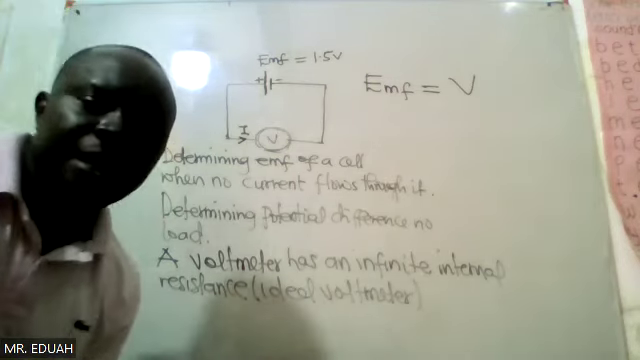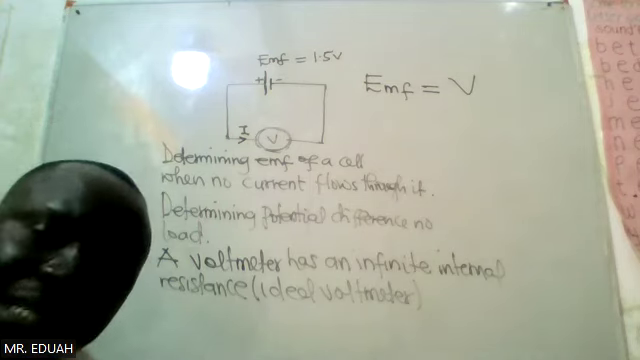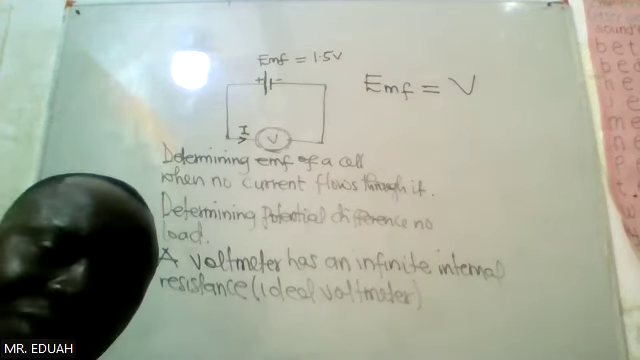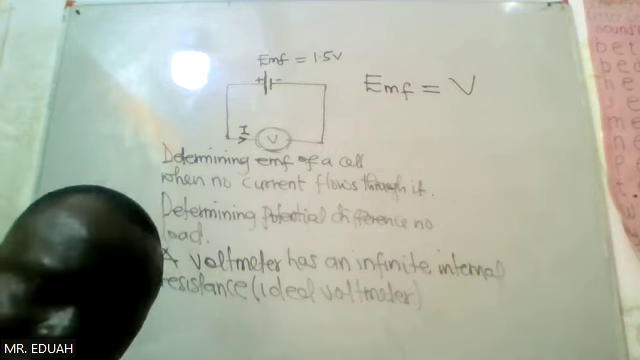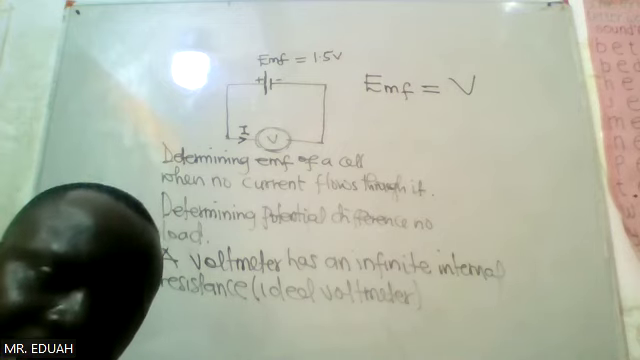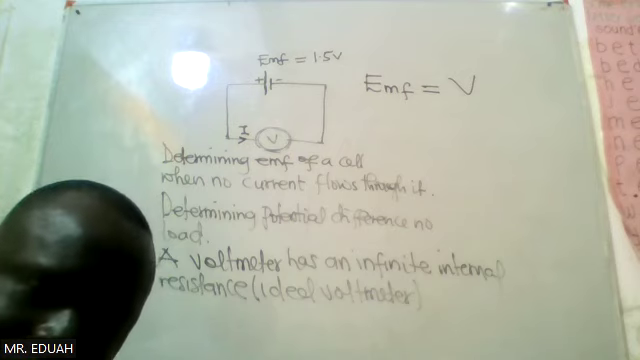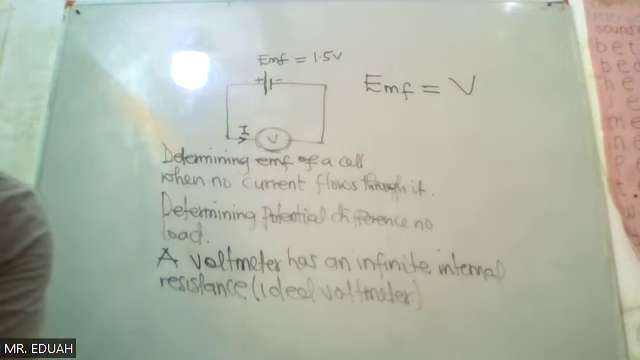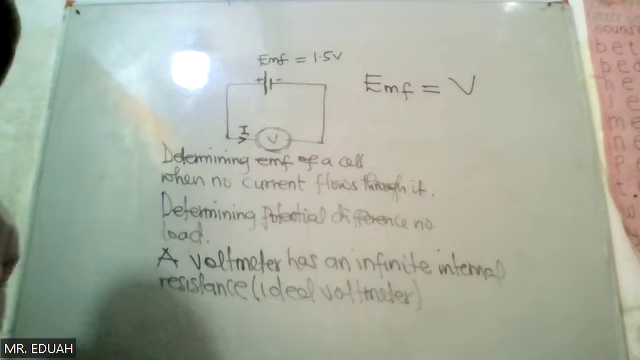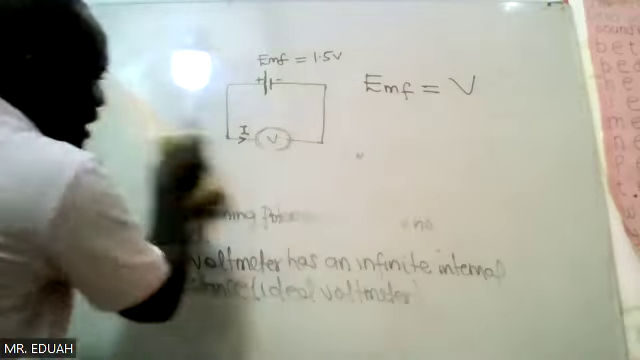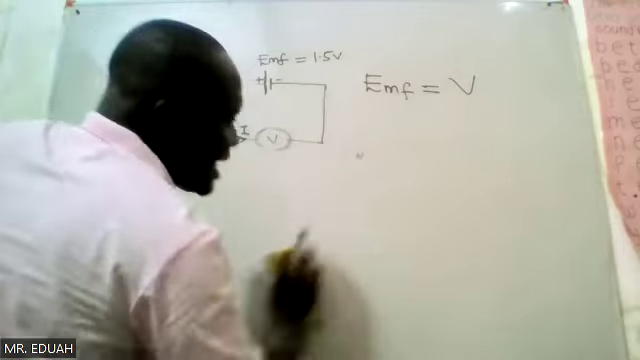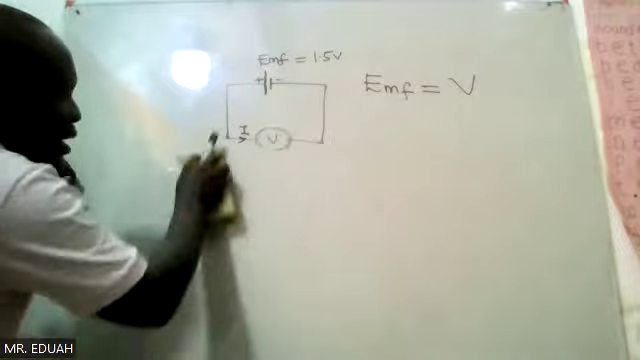And this is the reason why in a circuit, a voltmeter is connected across, or in parallel. You will say it is shunted. Are you with me? This is the reason you must connect a voltmeter parallel to the load.